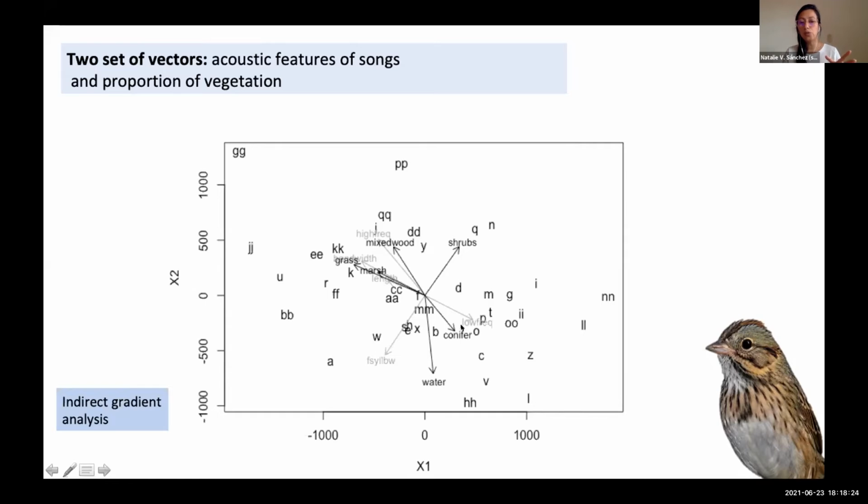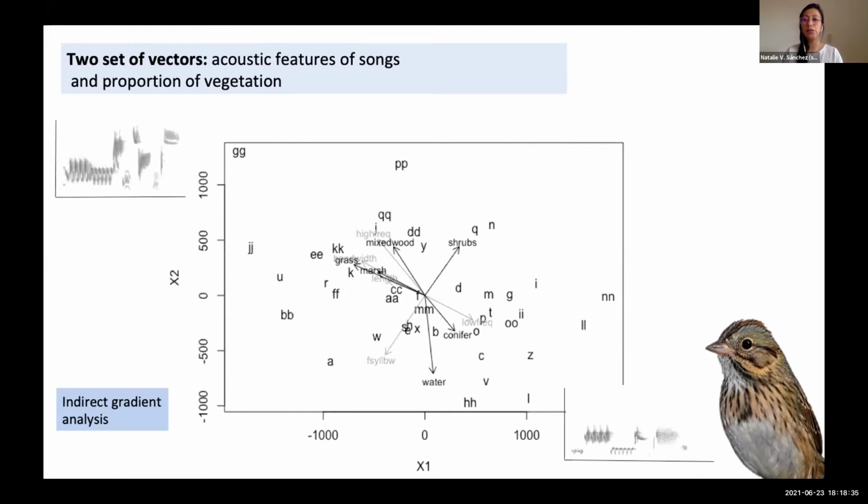In contrast to birds singing in more dense forests such as conifers, they tend to have low frequency songs. And here are two examples of birds singing in a more open habitat, and here a song of a bird singing in a more dense habitat.